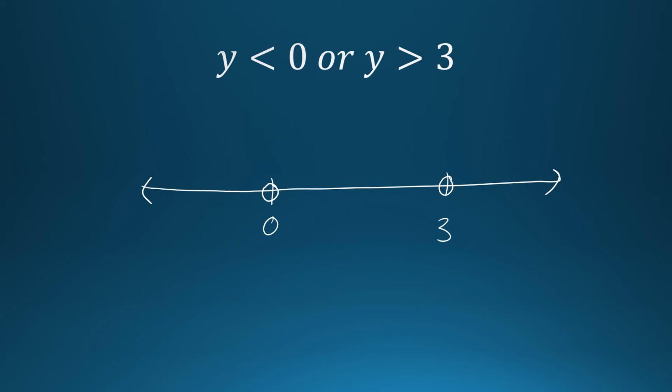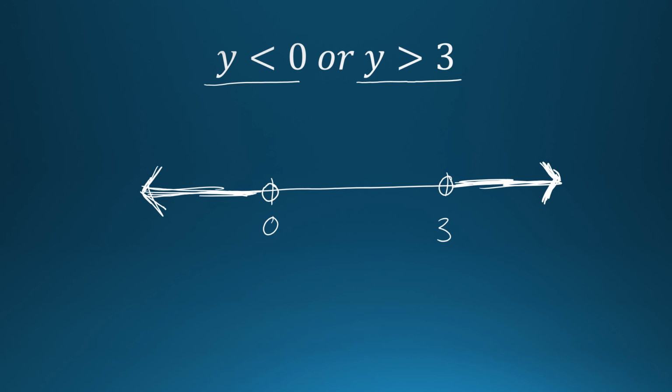And where are we going to shade? Well, really what we're doing is graphing these individually. So y is less than 0: we're going to have an open dot at 0 and shade to the left. And for y is greater than 3, we have an open dot at 3, and we're going to shade to the right. So it's really just two separate inequalities graphed on the same number line. They're always going to point away from each other with OR inequalities.